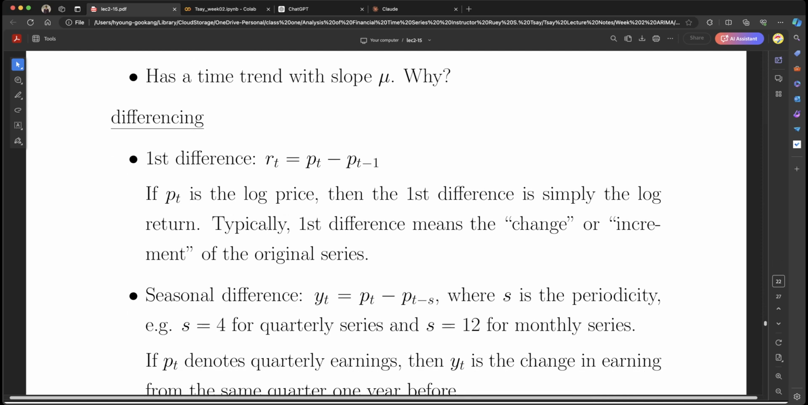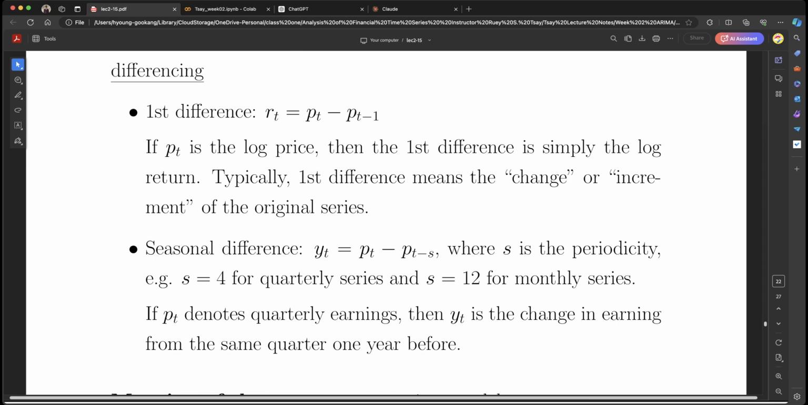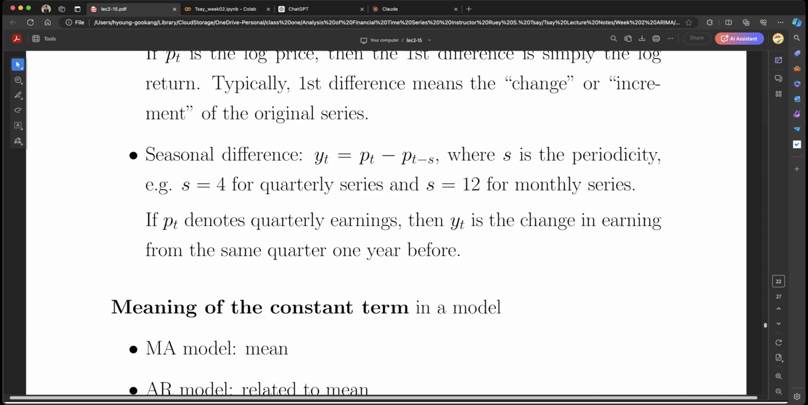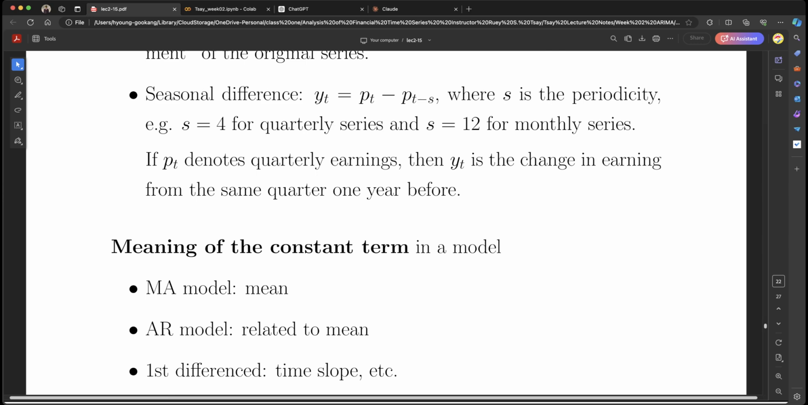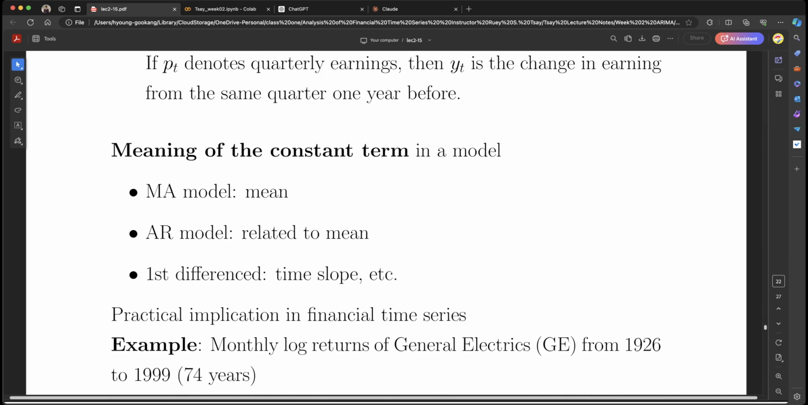Alternatively, it is possible to use a seasonal difference, where s is the periodicity. s is 4 for a quarterly series, and 12 for a monthly series. If p_t denotes quarterly earnings, then this is the change in earnings from the same quarter one year before. The meaning of the constant in an MA model is the mean, in an AR model it is related to the mean somehow, and for the first difference it is the time slope.